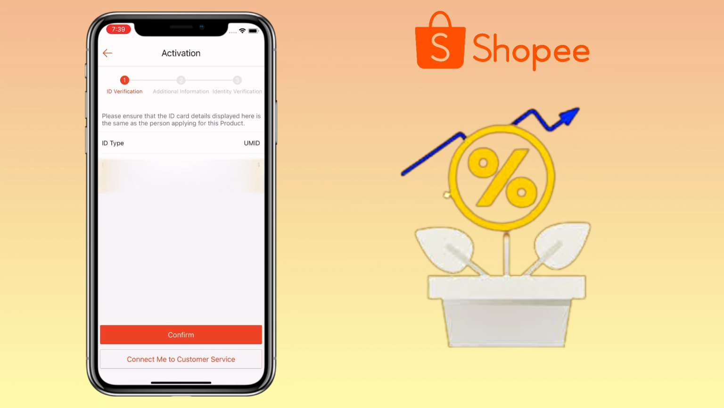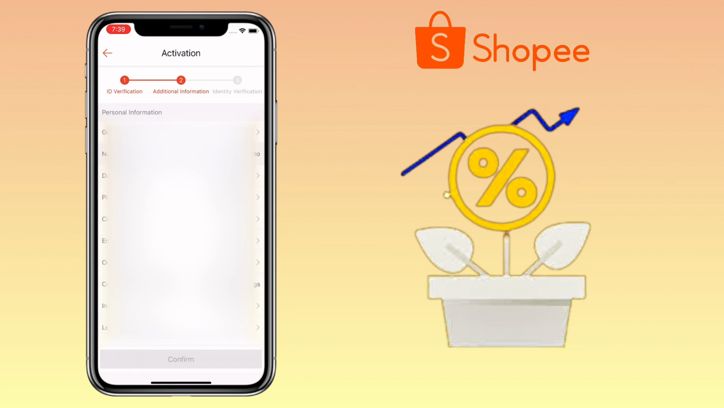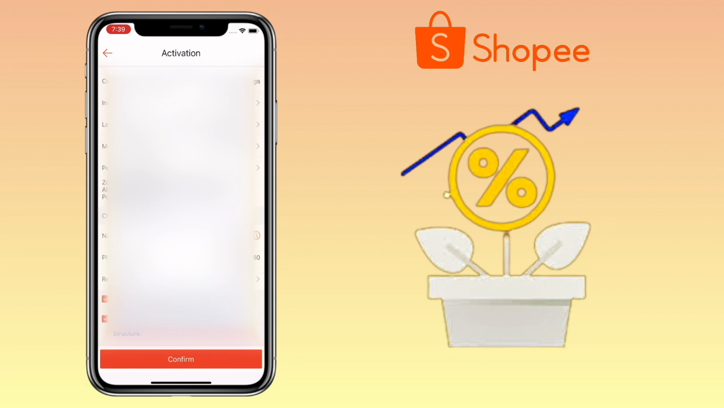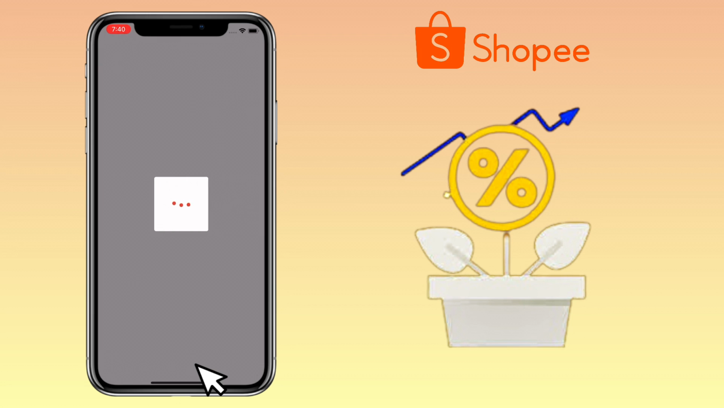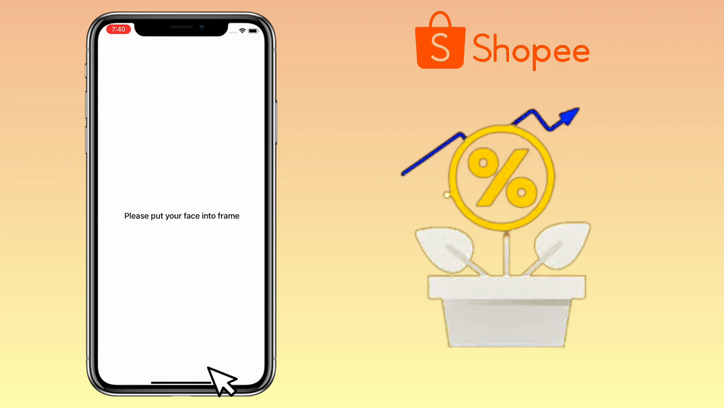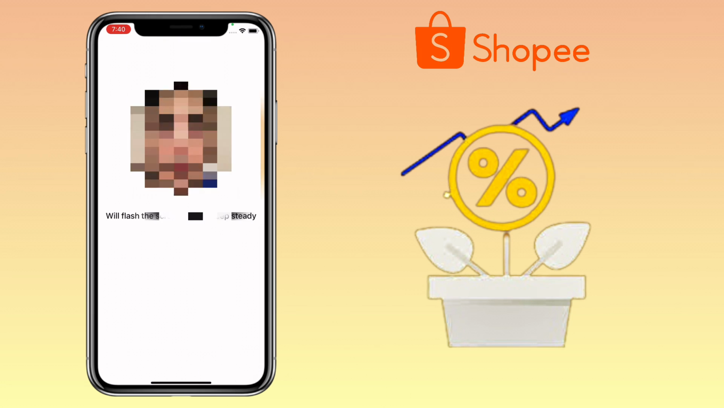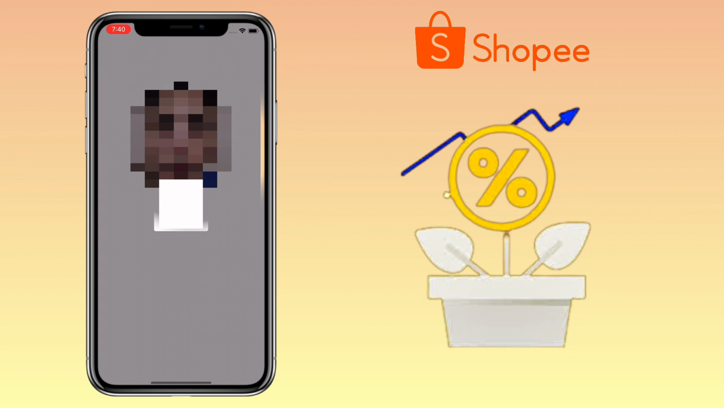The first step for SLoan activation is ID verification. I have already submitted my UMID ID information on Shopee, so there's no need to re-input. Click Confirm. You will be asked for additional information like your job, education level, monthly income, etc. Make sure to double-check your personal information is correct before confirmation. Then they will do facial verification.